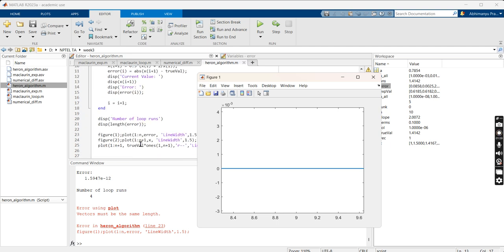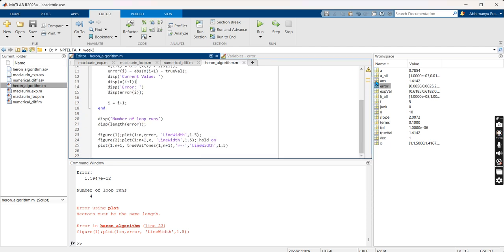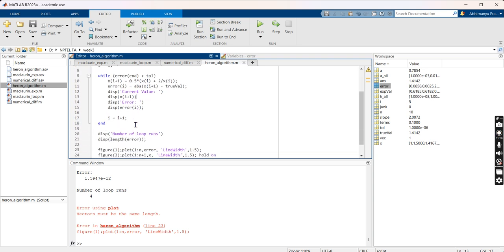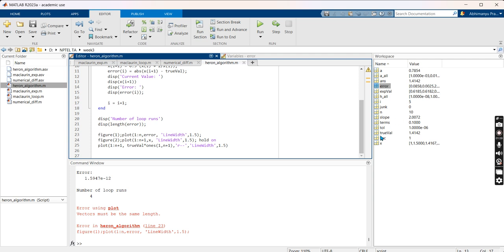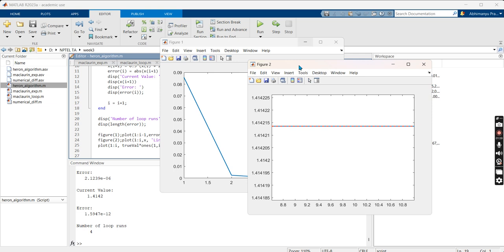Okay, so n is not defined. There are a lot of n is not defined, so n should be the number of times my loop ran. So my i is 5, and my error vector is also 5. So this is also 1 cross 4. My i is 5, and I initialized with 1. So this should be 1 to i minus 1, and this should be 1 to i. This should be 1 to i. Let us check this now.